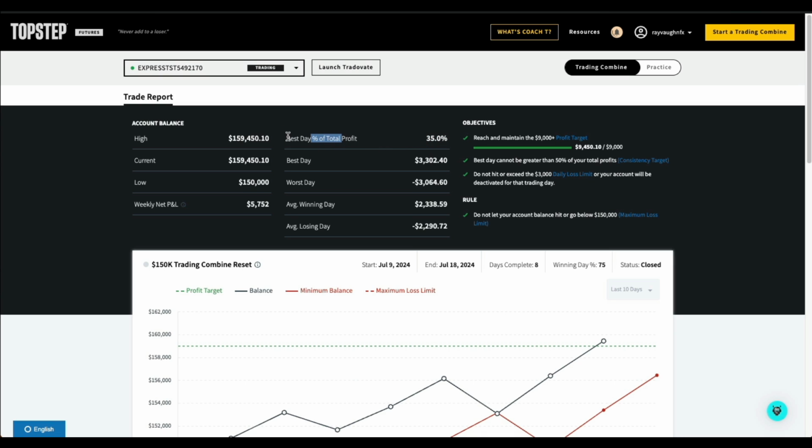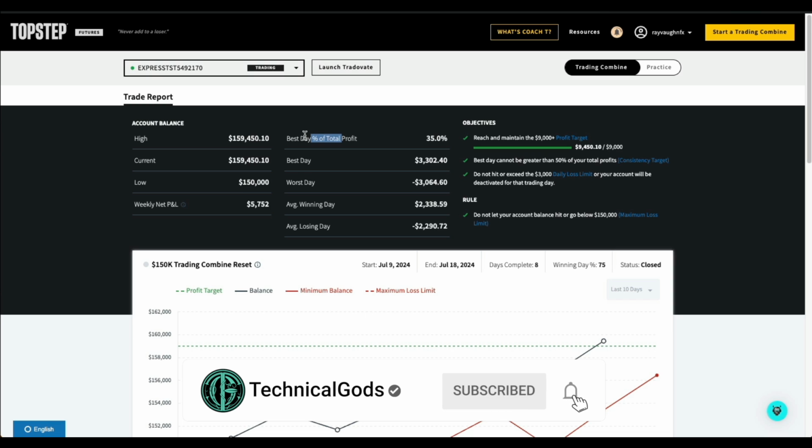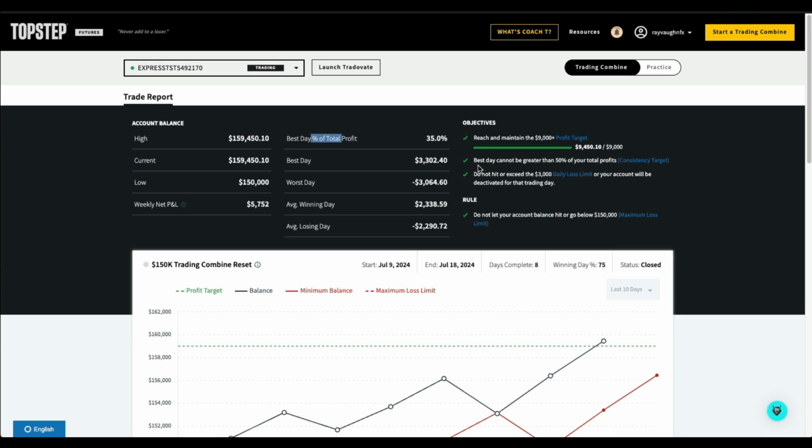And what this is basically saying is if you have one trading day that accounts for more than, let's say, 50% of your total profits, then that would not be passing. So for an example, you can see that stat over here. If your profits are greater than 50% in a specific day, then you will have to continue trading until it's less than that 50%.